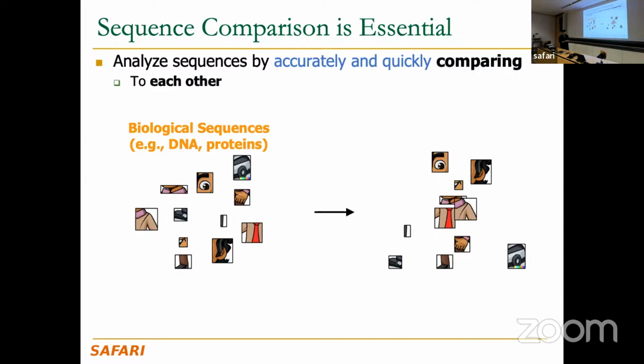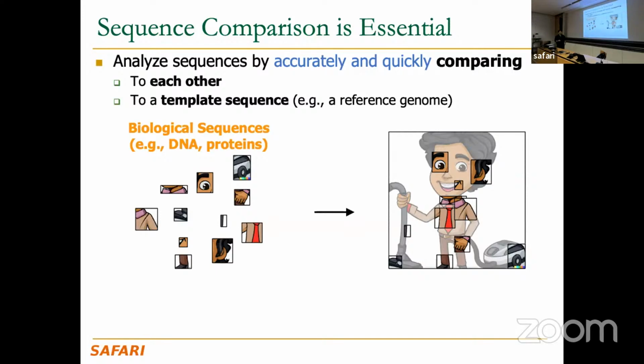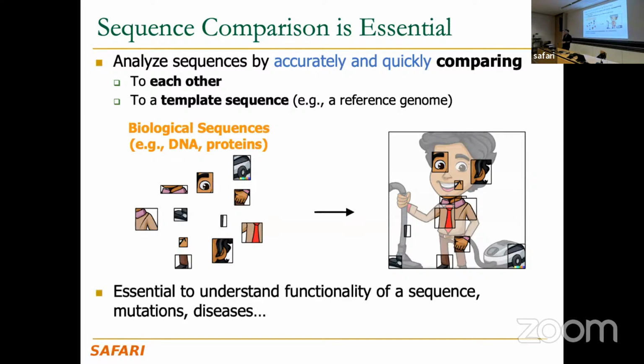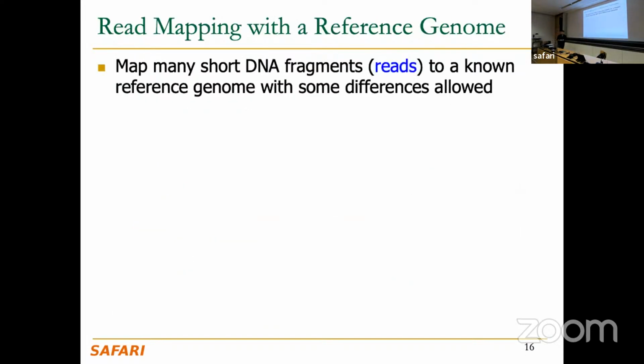When you compare these fragments to each other, you may have some understanding of what the picture looks like. Or, like in puzzles, you may have a template picture that you can look at, so that you can more easily find where these fragments belong in the corresponding genome. We call this template sequence that we use for guidance a reference genome. Figuring out where these genomic fragments belong and how they compare to each other is essential so that we can understand the functionality of a sequence, the mutations, the diseases and so on. So this sequence comparison is really at the core of genome analysis.